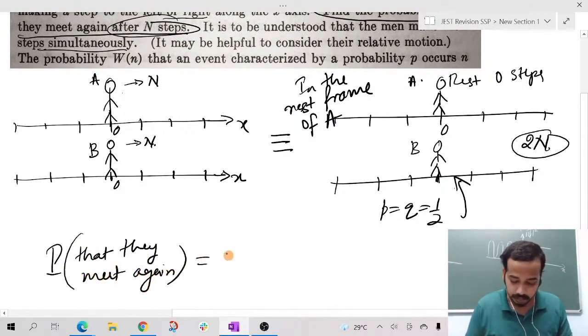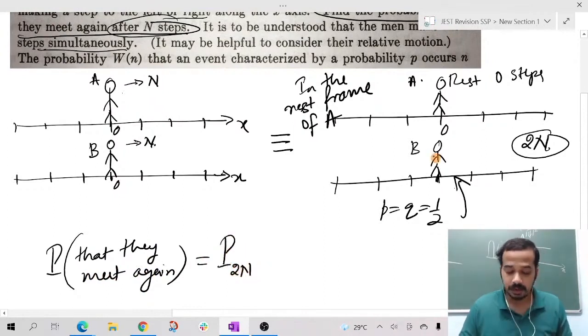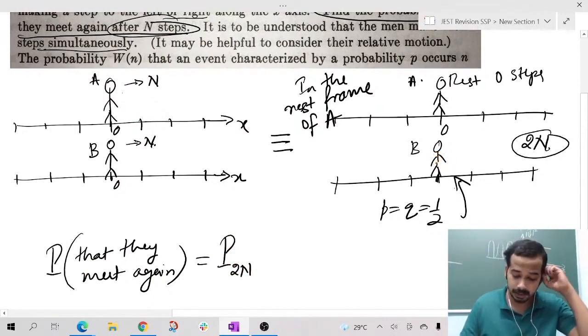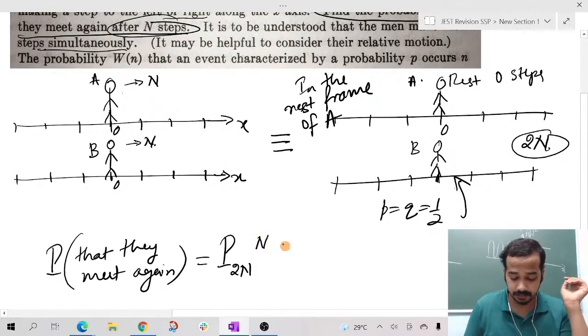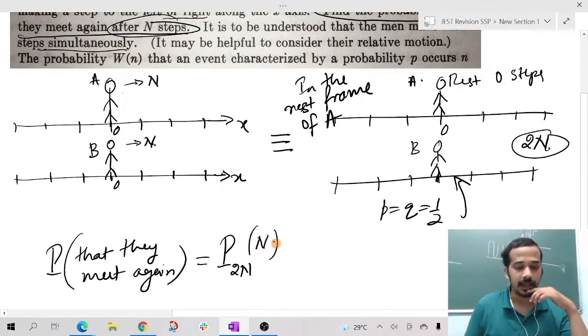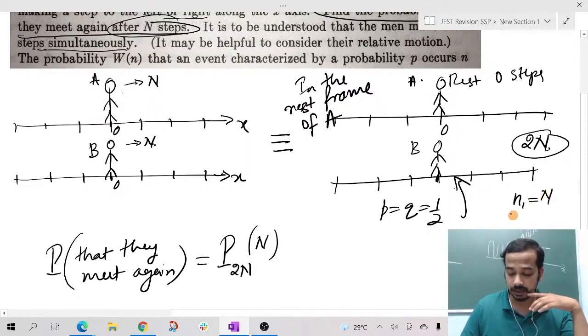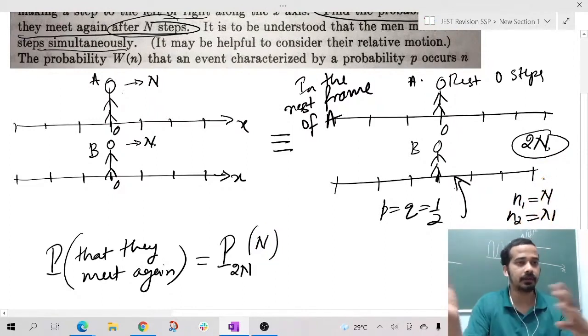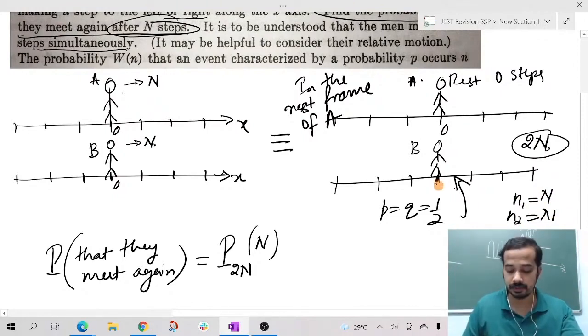Now the required probability that they meet again is equal to the probability after 2n steps. I'm just concentrating on B here, A is at rest. So n steps to the right, n steps to the left, can I say like this? Among 2n steps, n1 to the right equals n, n2 to the left equals n. Half of the steps to the right, half to the left, then obviously the net displacement will be 0, he will come back to the origin again. Are you getting this point?